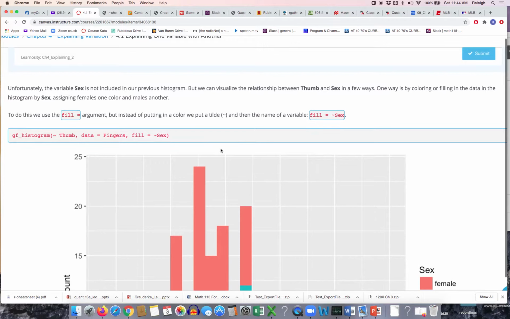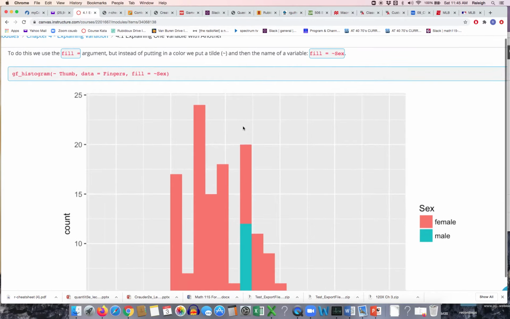Okay, here's a nice picture here. The variable sex was not included in the previous histogram, but we can visualize the relationship between thumb and sex in a few ways. And here's an interesting way of doing it. They've gone ahead and split it up by sex, assigning females one color and males another. They've used the fill command for that. And I've got my cheat sheet pulled up anytime I need it. It does help sometimes. So fill by variable with a tilde sex.